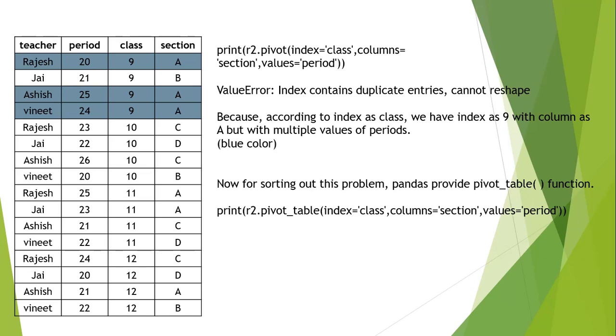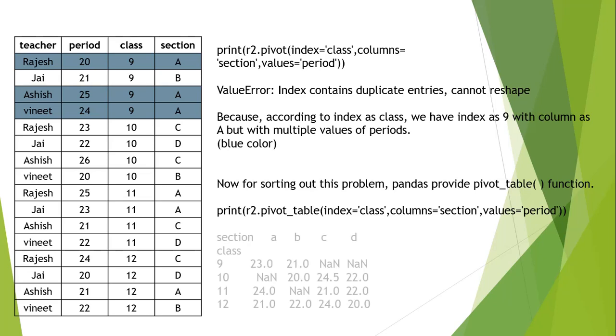Now pivot_table, index is equal to class, columns is equal to section, values is equal to period. Now if you print this, we are going to have data like this. Okay. Now see, earlier for ninth A it was confused which value to choose. Now what it has done is it has created a value 23.0.